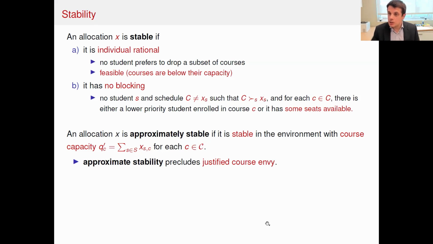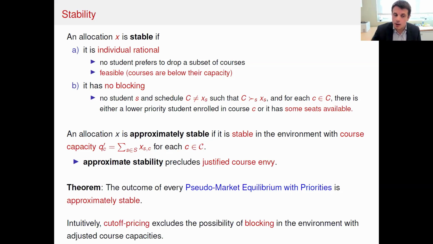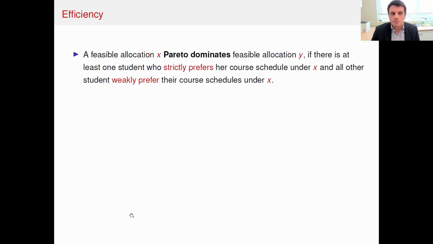So instead of exact stability, we introduce a new notion, which is called approximate stability. An allocation is approximately stable if it's stable in the environment with course capacities adjusted to exactly the capacity that we found in equilibrium. This approximate stability precludes any justified course envy, but of course there are some seats available and maybe I want to take one, but the designer doesn't allow it. Or maybe there are some seats oversubscribed for some courses and feasibility is violated. So only these violations are allowed. And again, the main reason why we were able to get that the outcome of our mechanism is approximately stable is cutoff pricing. Basically, cutoff pricing excludes the possibility of blocking justified envy among course participants.